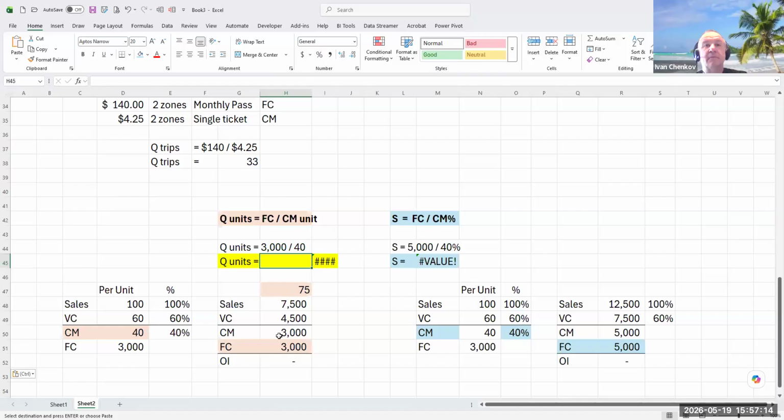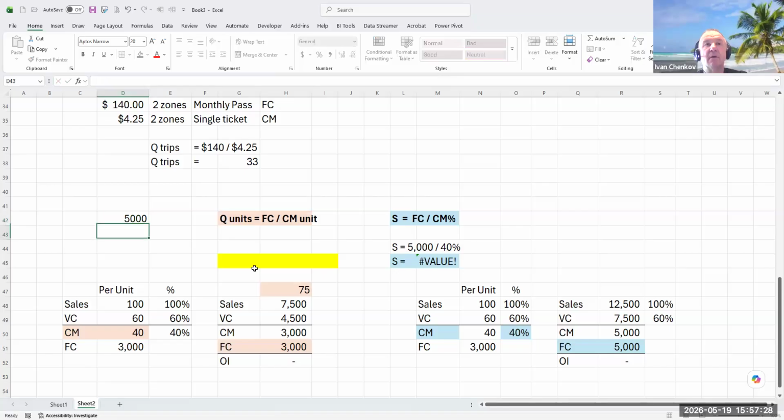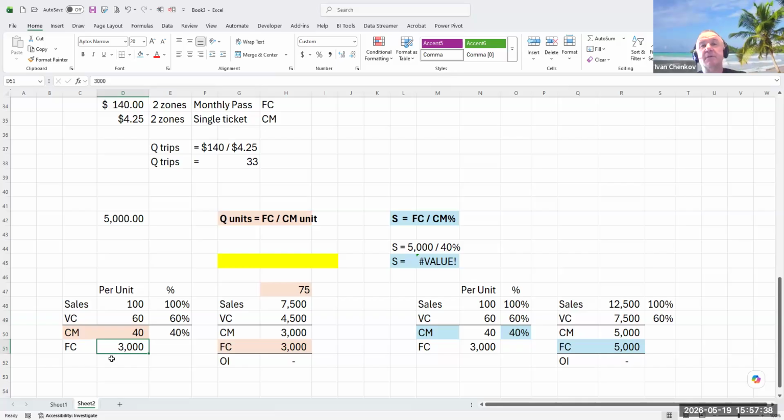Now, in the scenario that we're making $3,000, that's excellent, but now I want to make a profit. Let's say I want to make $5,000 profit. I know that my sales price is $100, variable cost $60, and my fixed cost is $3,000. But I want to see here $5,000.